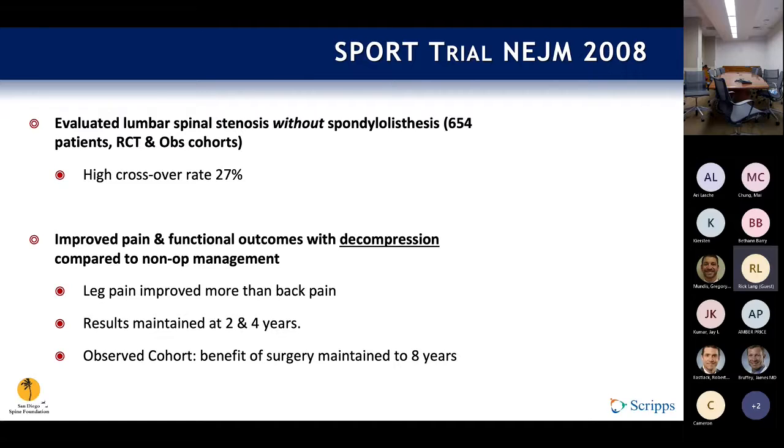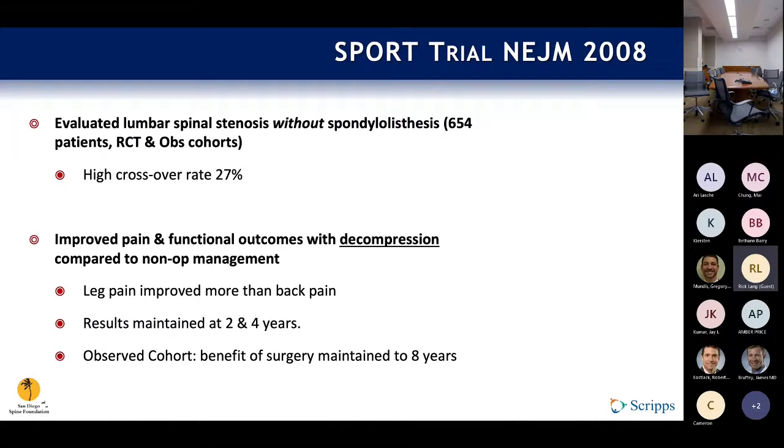It would not be a lumbar spinal stenosis lecture if we didn't talk about the SPORT trial in 2008. Just as a reminder, they were looking at lumbar spinal stenosis without spondylolisthesis. The trial that looked at spondylolisthesis was the SLIP trial a few years later. In the SPORT trial, a high crossover rate is one of the common limiting factors that people cite, but they had an observed and a randomized control group of about 300 patients apiece.